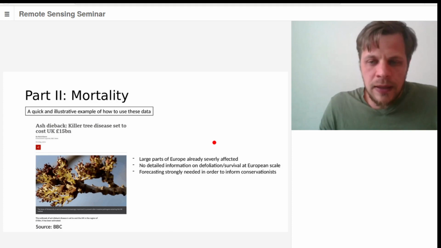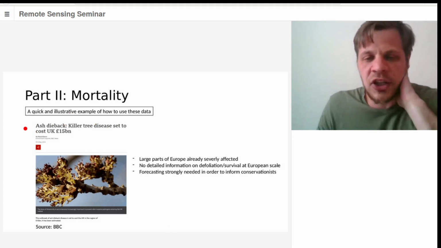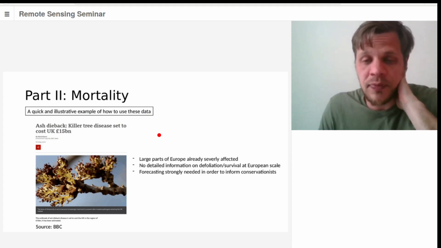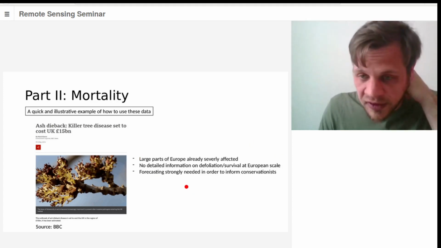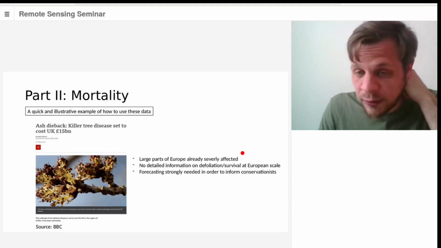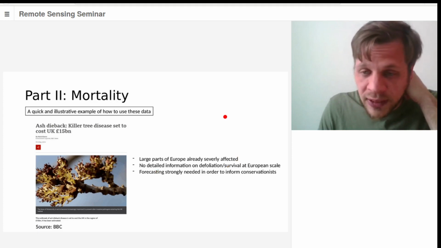So, as I said, in the British Isles they estimated that ash dieback will cause total costs of more than 50 billion pounds, which is a lot. And the motivation to start with this data was, as I said, that large parts of Europe are already affected, and there's no detailed information on current defoliation status and survival at European scale.